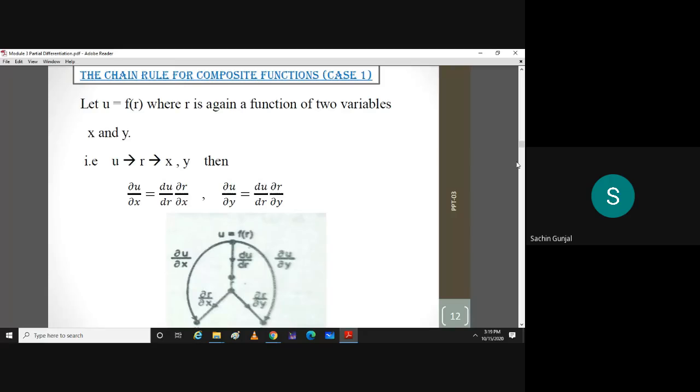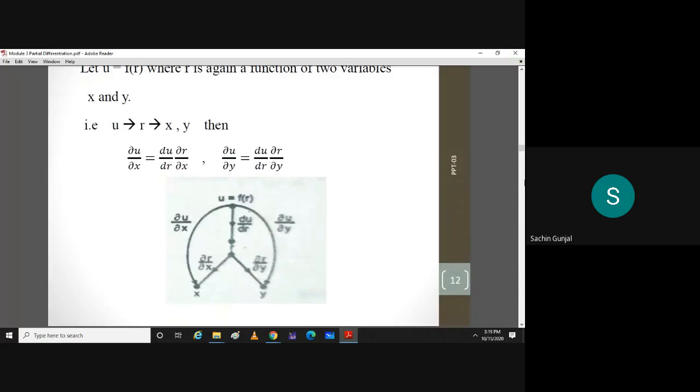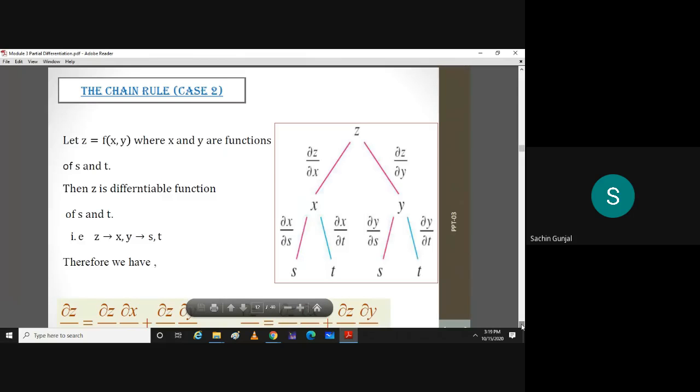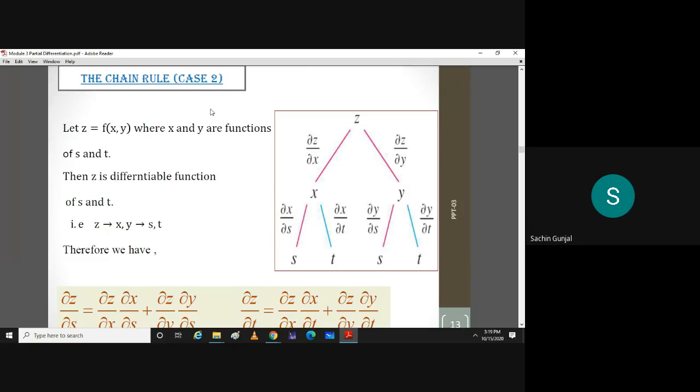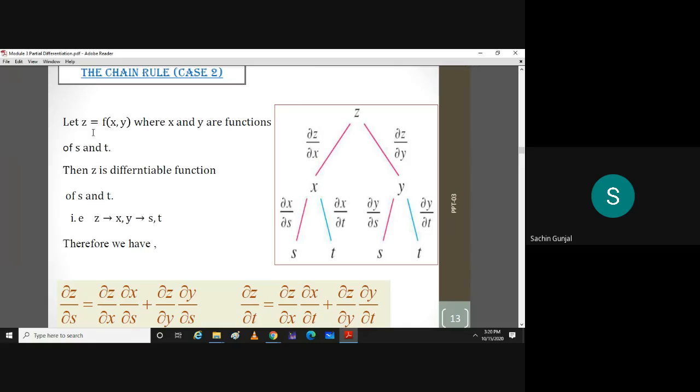Can you go ahead? Yes, sir. All right, fine. Let us just look at this second point and then probably we'll stop. Let us discuss this second case of chain rule, which is important. So u is function of x, y. Anyway, there is notation z. So z is function of x, y, and x, y are functions of s and t.